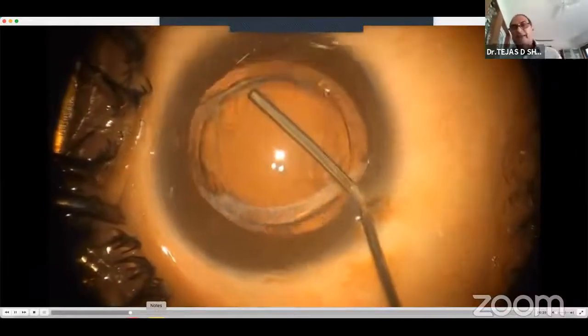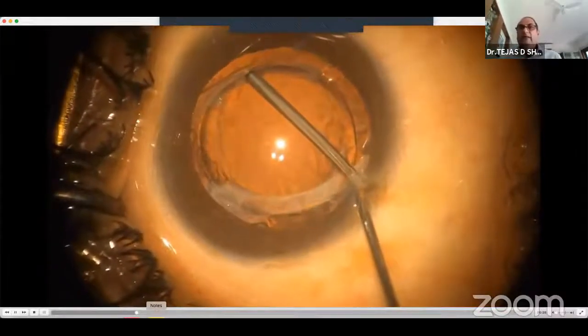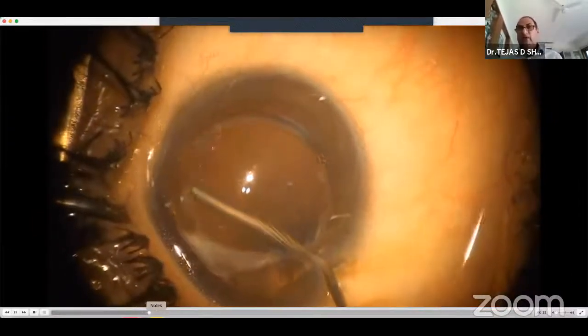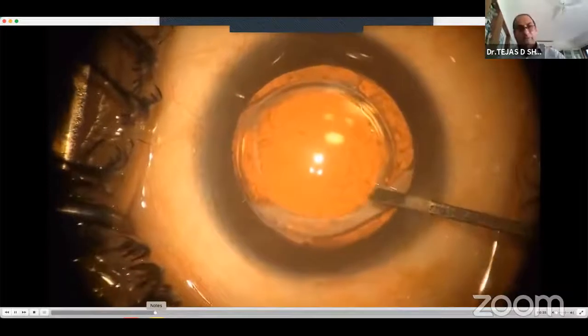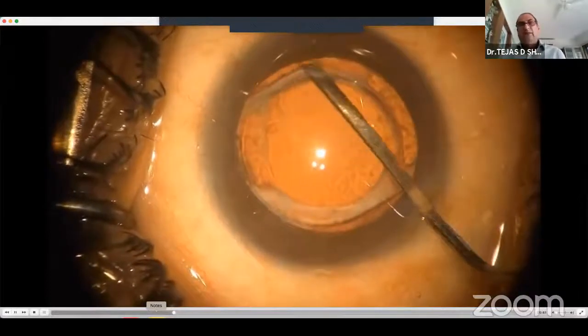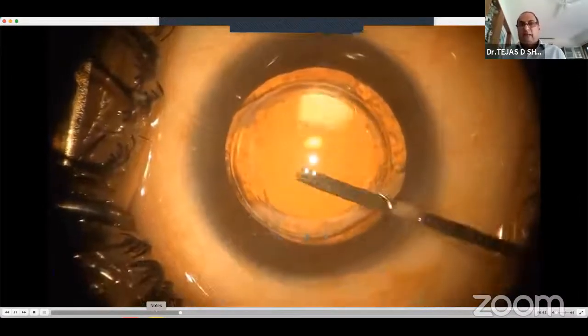I still want to maintain the two compartments, the anterior and posterior, intact, so I don't want to open up the posterior capsule. So what is the option that I have? Well, this is a very typical case.